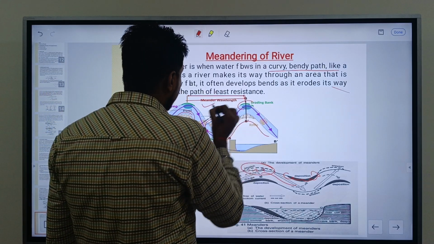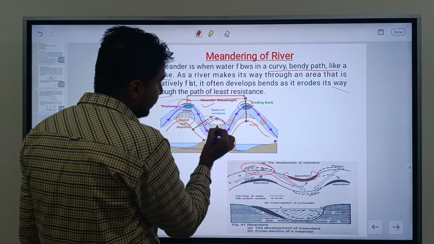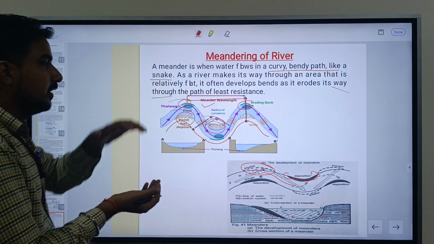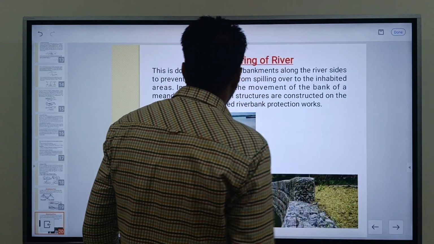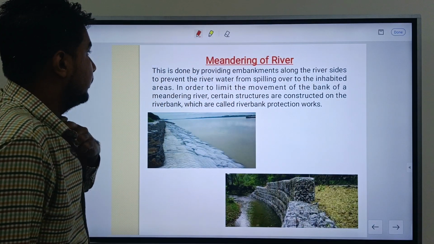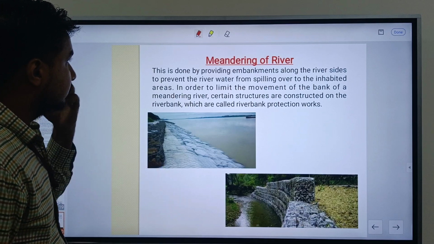And this is the erodible length, this is the erodible length, and this is the deposition length. Here the sediments have been deposited in a particular type of region. Now next one, meandering of river. You can see that in this figure.